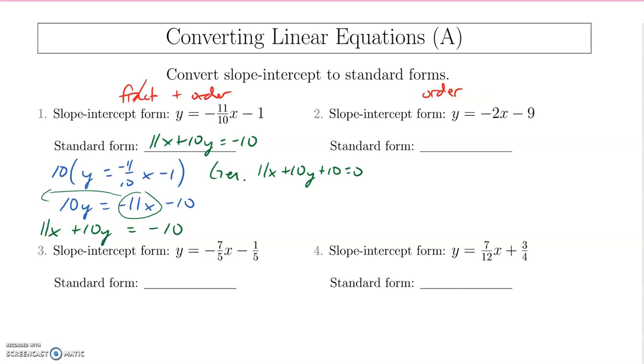So I would need to bring my minus 2x over to the other side, so I need to add 2x to both sides. So this would be 2x, and the y is just y, and that'd be equal to negative 9. So that would be the standard form for that one. And then if I wanted to put it into general form, got the 2x plus the y, I have to add 9 to both sides. Okay, so this would be plus 9 over here, and that'd be equal to 0. So that's what it would be in general form.